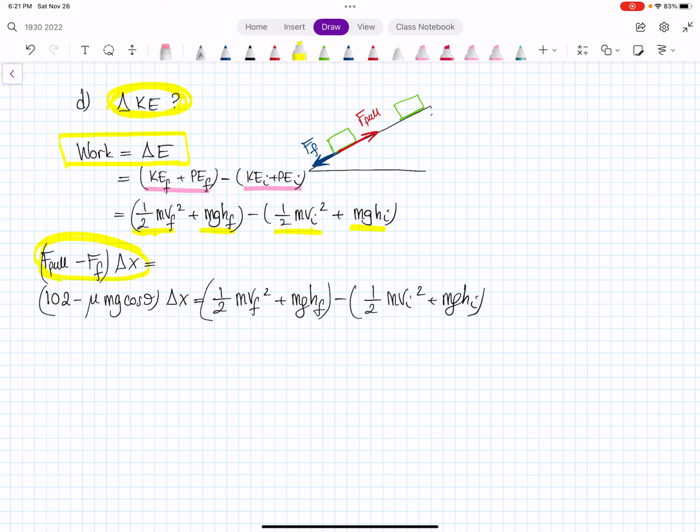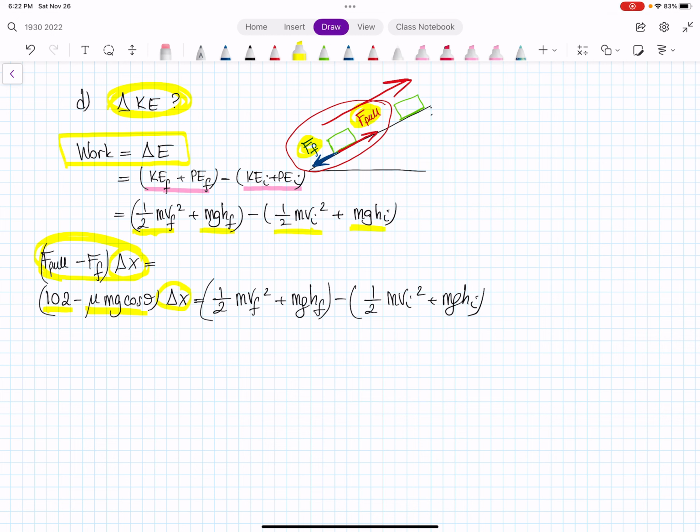The net work being done. How many forces do you have acting along this horizontal line here that is causing the object to move? You have two forces, F pull, and working against that is the force of friction. What is the magnitude of F pull? 102. What is the force of friction? Mu times mg cosine theta. Then you have to multiply by delta x.